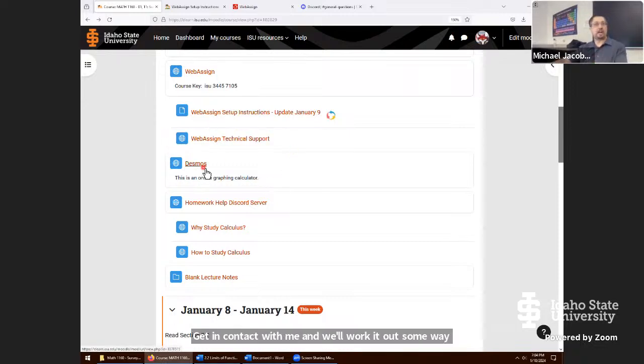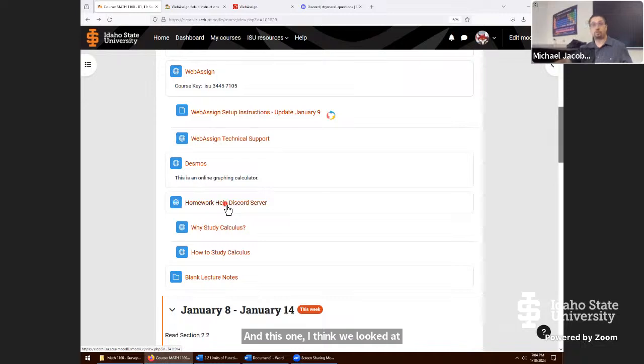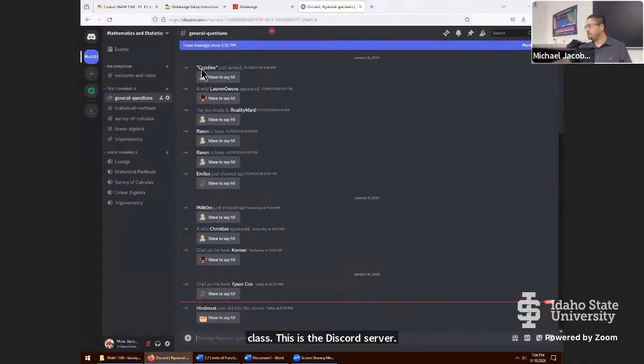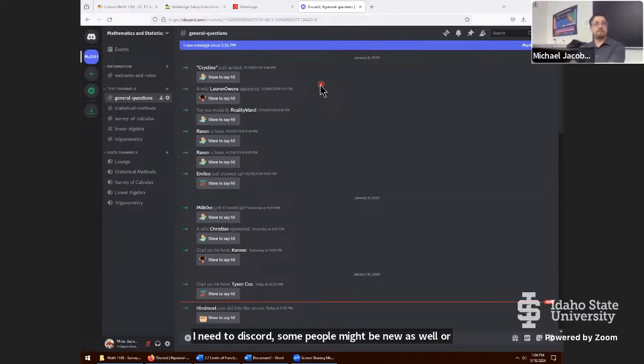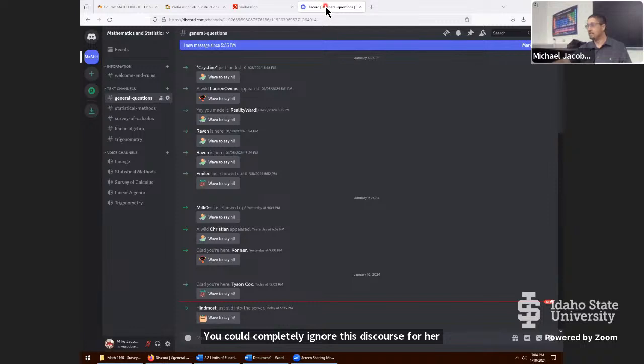This is here just for really a class tool for calculators. And this one, I think we looked at it a little bit in class. This is the Discord server. Let's take another close look at this. On the Discord server here, everything is completely optional. I'm new to Discord, and some people might be new as well or much better at it than I am. But its purpose is it's completely for students and only for really study groups and homework help. You could completely ignore this Discord server entirely and be okay in this class.